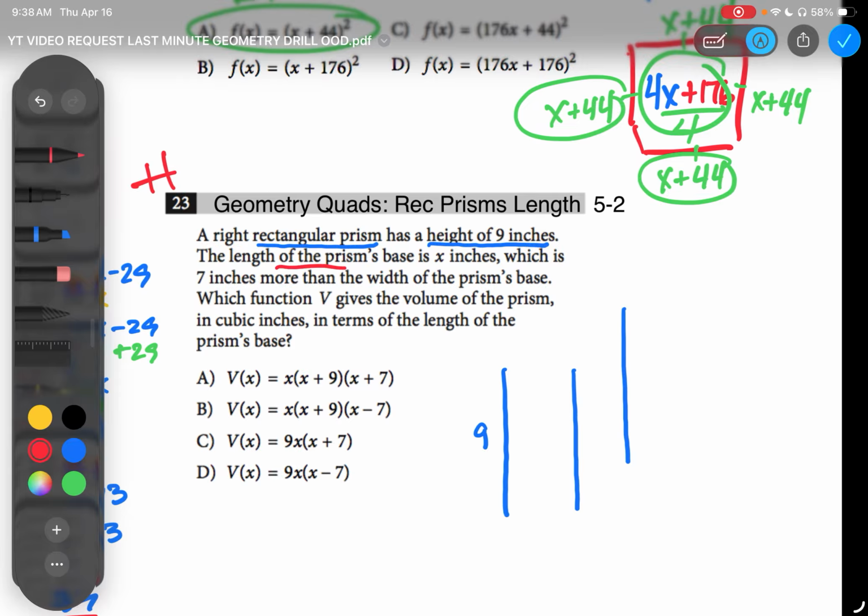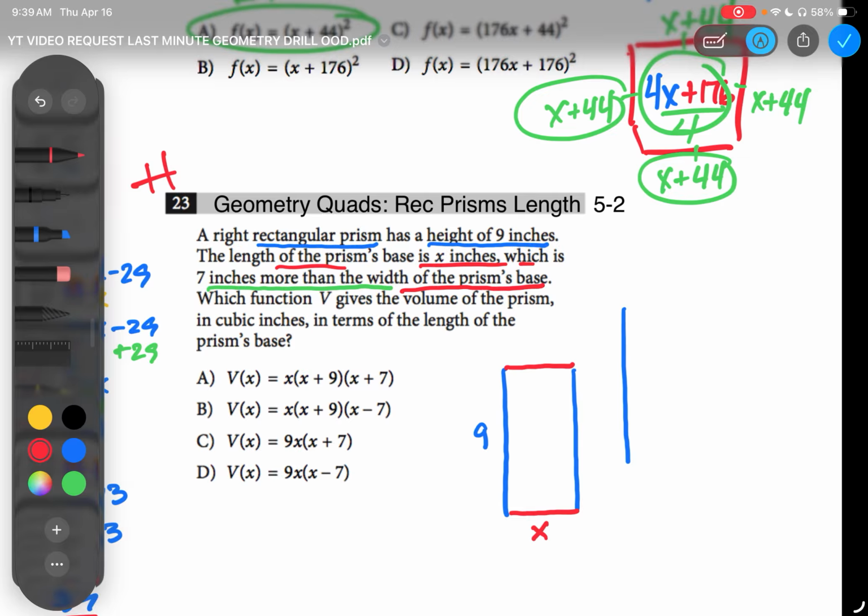It says the length of the prism's base is x inches. Let's say that is x inches right there, right? So I got that so far, which means that this would be x inches also. Let me continue reading. Which means that base, which, that's a pronoun. What comes before the comma? The x inches. So that base is 7 inches more than the width of the prism's base.